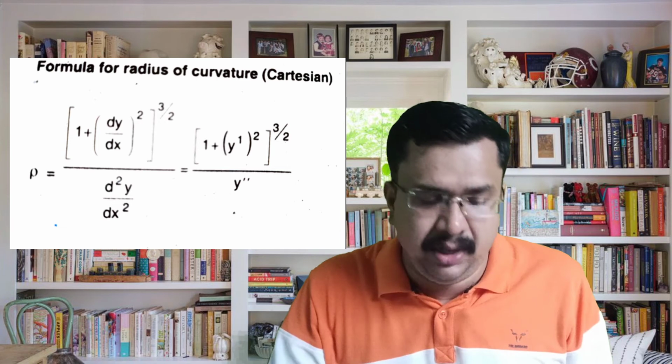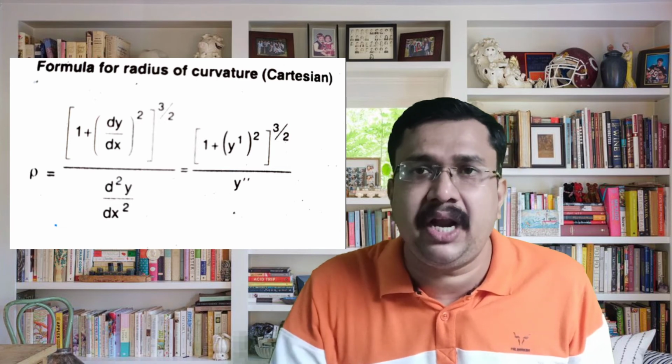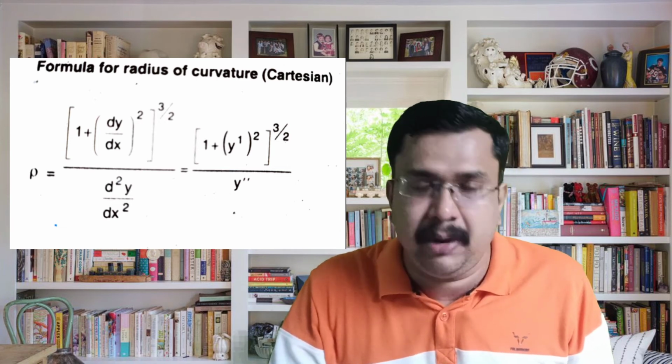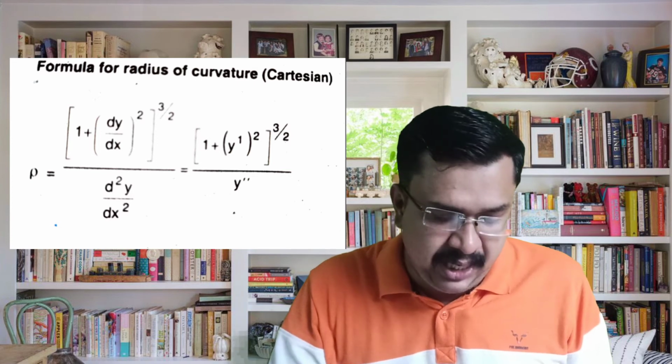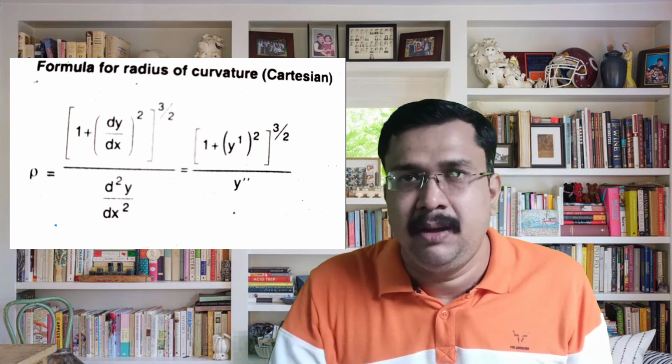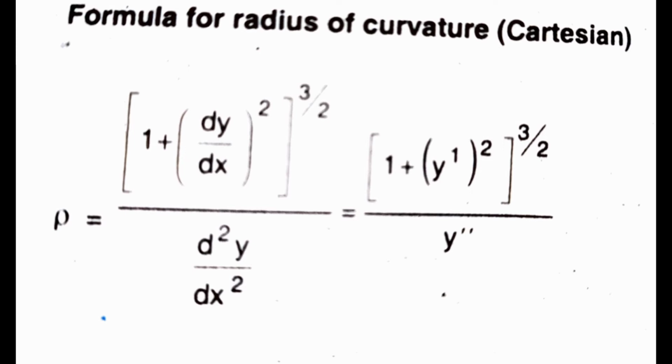Now we can study the formula for finding out the radius of curvature in Cartesian system. It is a very important equation. It is rho equal to (1 plus (dy by dx) square) the whole raised to 3 by 2 divided by d square y by dx square. Okay, please write this equation in your notebook. This equation is very important. Write it down in your notebook.